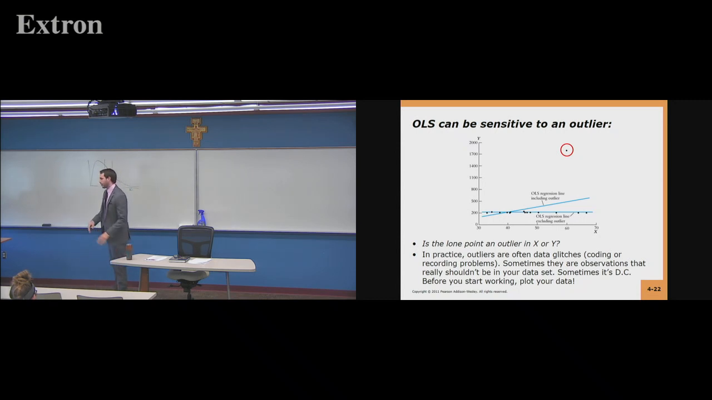Likewise, if you're working with a panel of several countries for this project, maybe comparing monetary policy across those countries, it's important to look and make sure that there are no extreme outliers. And ask the question, is this lone point an outlier in X or Y?